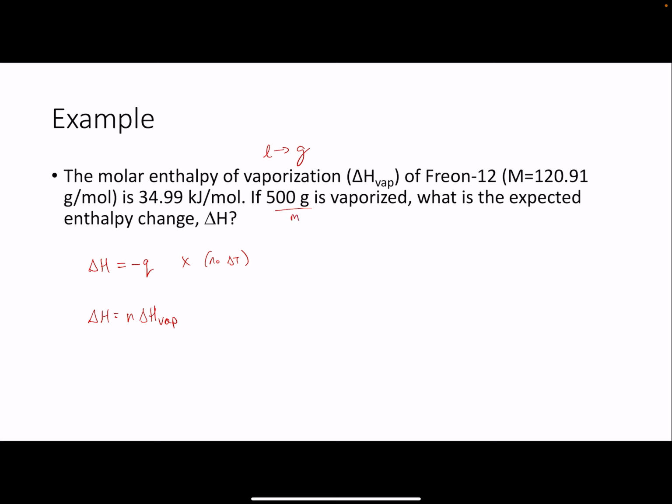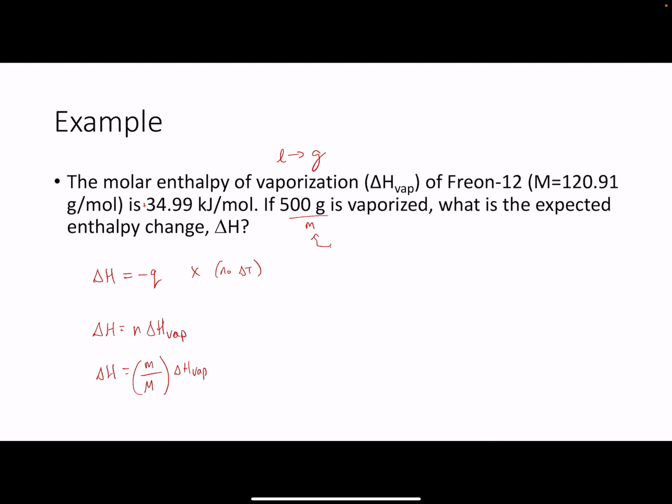So we're given the mass and the molar mass. So we'll say that moles are equal to mass divided by molar mass here, times the molar enthalpy of vaporization. All right, and what that's going to tell us is the molar enthalpy of vaporization is saying 34.99 kilojoules are absorbed, because it's positive, for every mole of Freon that's vaporized. And what we're saying is, well, we don't have 1 mole, we have 500 grams. So what's the total energy change? So that's what delta H represents.